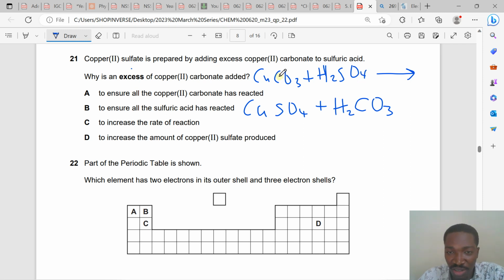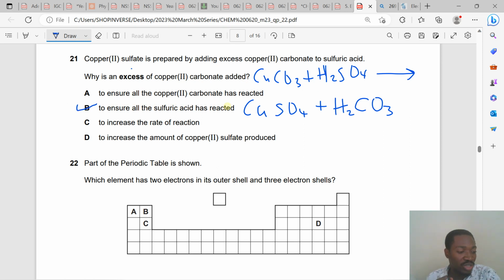So you add excess of this to ensure all the strong acid is completely used up. So this is the product. You might have this acid, which is not as strong as this one here, which is still acceptable. So ensure all the copper 2 carbonate has reacted. Why do you have excess? You're adding excess of this to ensure the other one is used up, to ensure all the sulfuric acid has reacted.